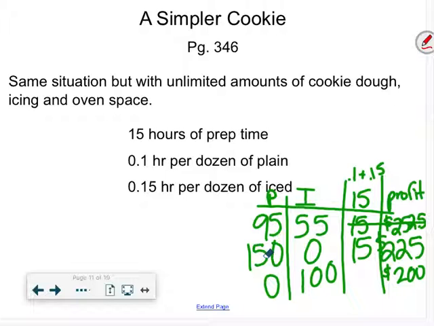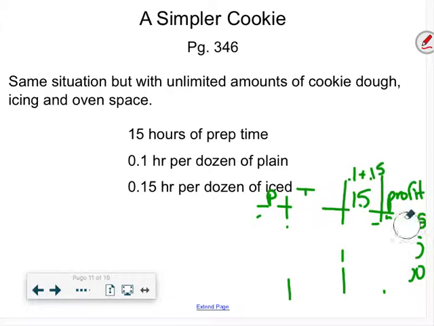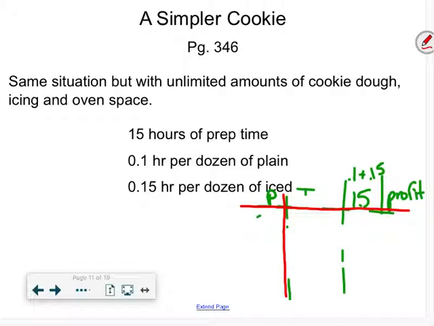The question is, would it be helpful if we simply focus on one variable at a time? So let's change the story a little bit and say we're making plain cookies still, we're making iced cookies. We have 15 hours of prep time. This time is something for sure that we can't change usually, right? If that's set in stone for us.